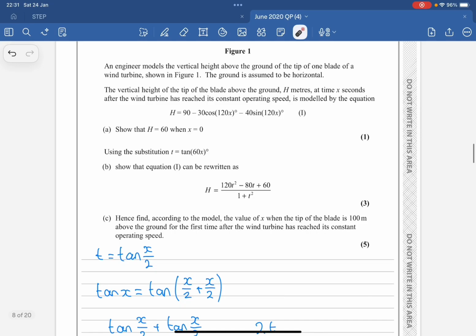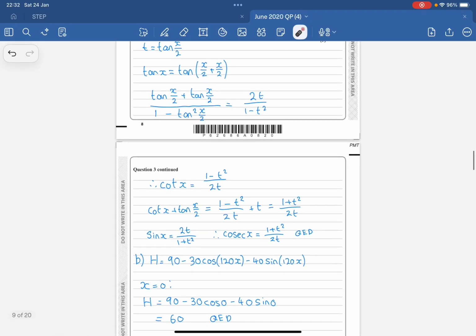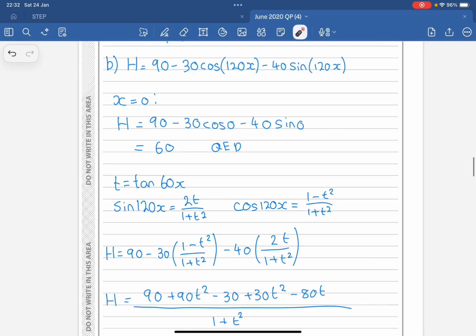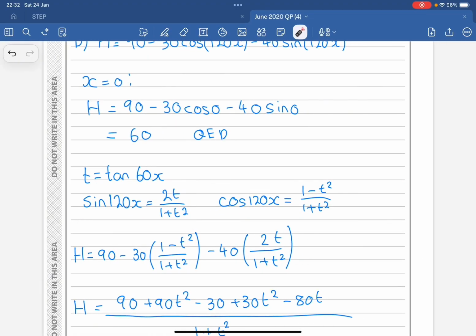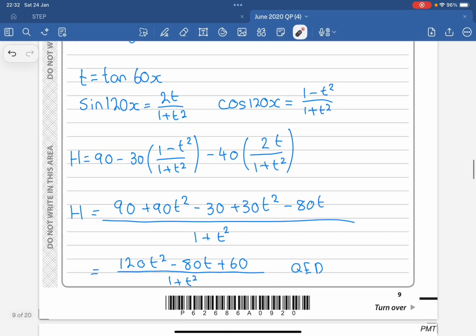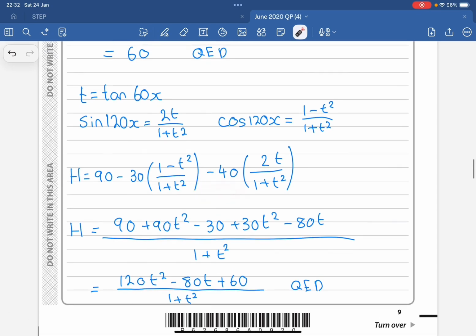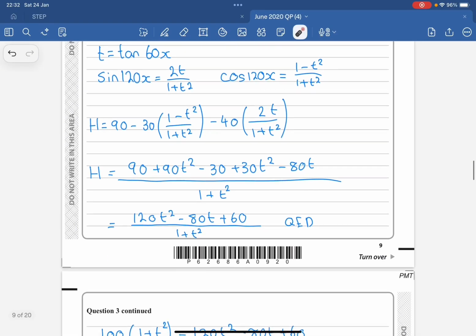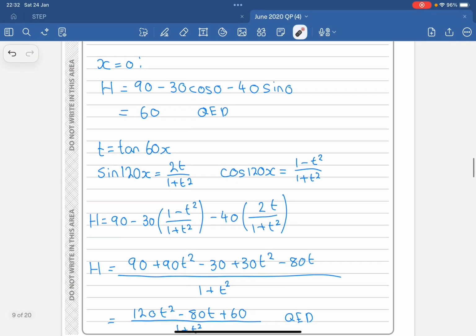The next part, we're using t equals tan 60x. So if this was tan theta over 2, then tan theta would equal tan 120x. So this is basically cos x and sine x, if that makes sense. So we can use sine 120x as 2t over 1 plus t squared, and cos 120x as 1 minus t squared over 1 plus t squared. We just have to sub these in now. They have the same denominator, which is quite nice, because then we can just multiply the 90 by 1 plus t squared. And this simplifies really nicely down to this, which is what it wanted us to show.